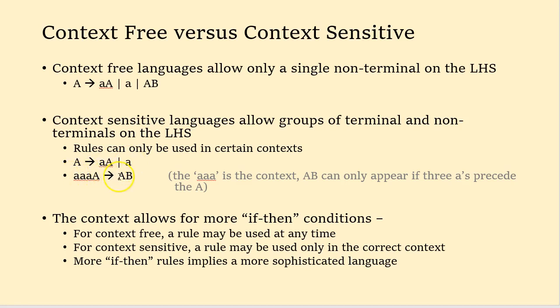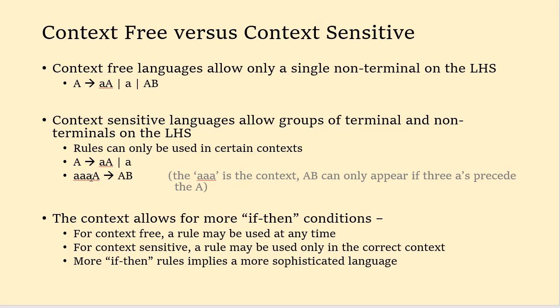To use the rule where I replace non-terminal A with AB, I have to have 3 A's in front of it. It's completely artificial, okay? 3 A's in front of it. Well, that's the context. The 3 A's are the context. So we're saying you can only use that rule in this context. By adding context, what you're effectively doing is allowing for more if-then-else conditions to be expressed.